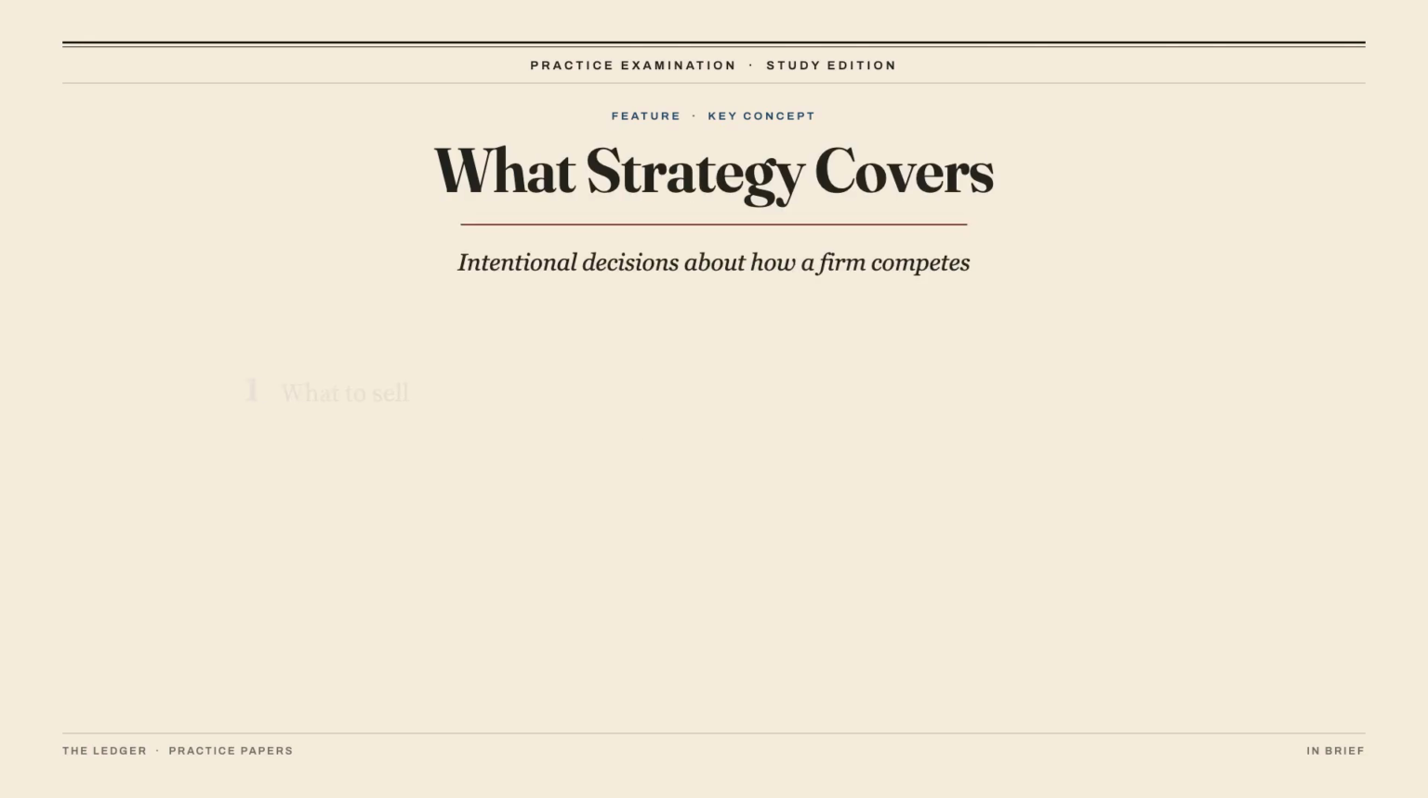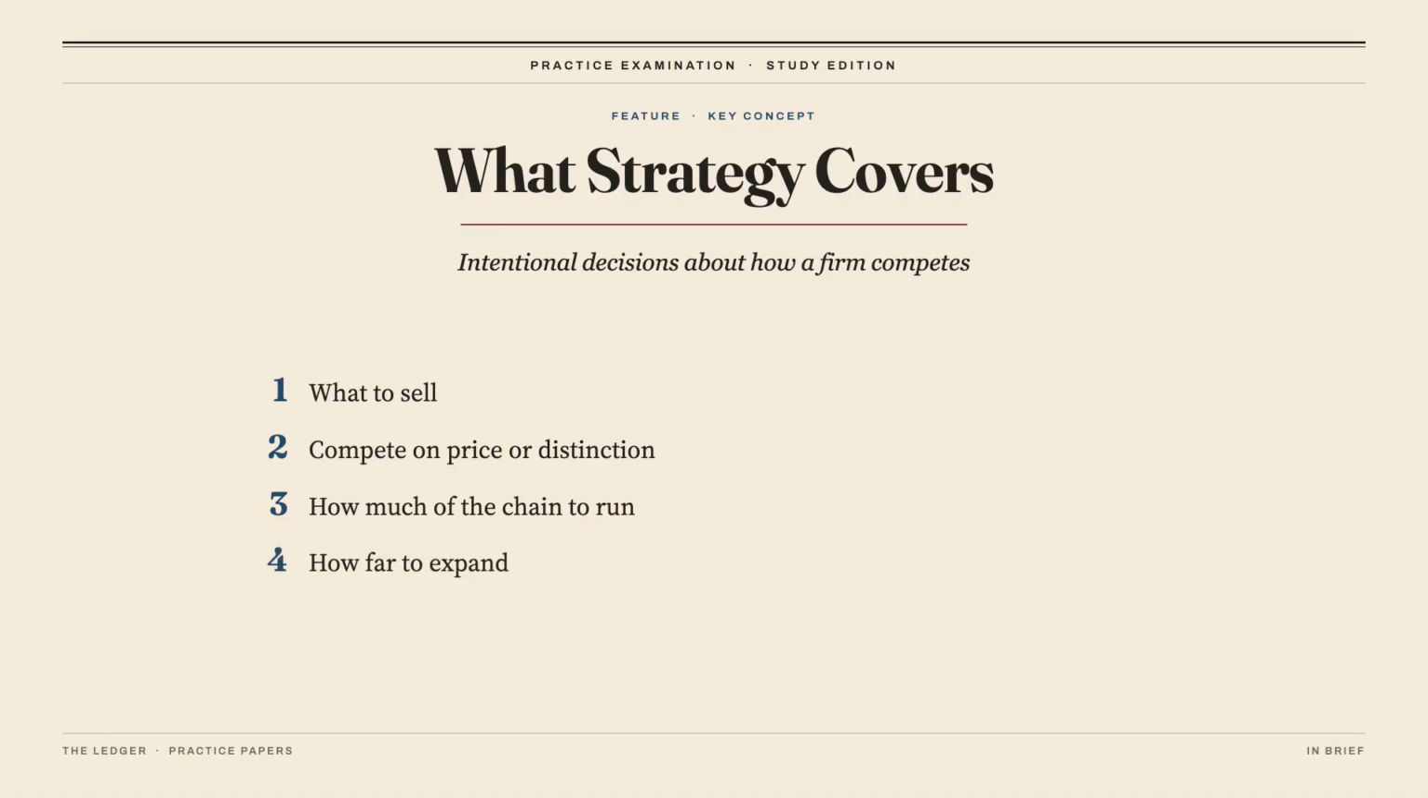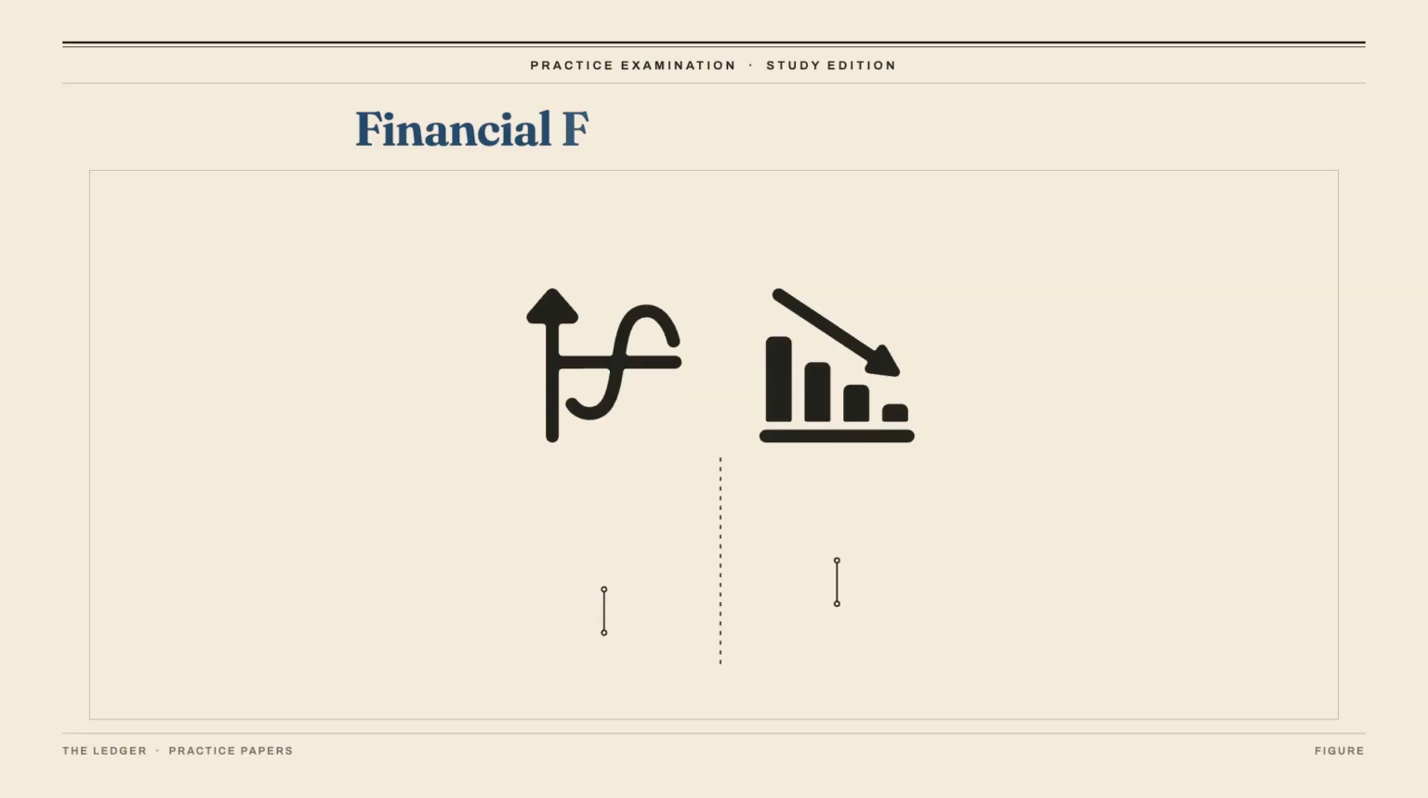Strategy is the set of intentional decisions a company makes about how it will win. What to sell, whether to compete on price or distinctiveness, how much of production to control, how far to expand, and how many industries to enter. The keyword is intentional. Economics is inherited, strategy is chosen.